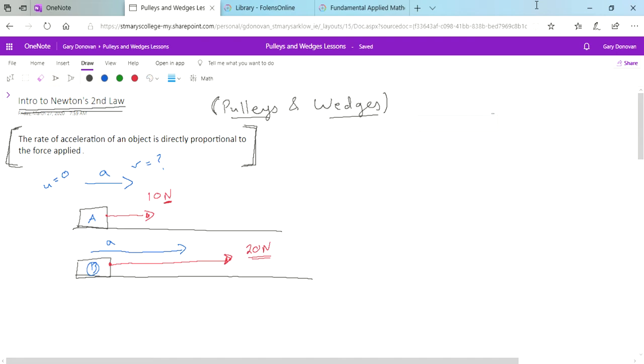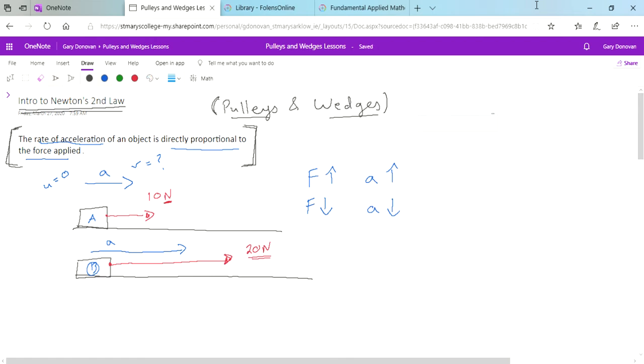And that's basically what Newton's second law is. The rate of acceleration, in other words, how much something accelerates by, is directly proportional to the force applied. So what that means is as the force you apply increases, the rate of acceleration will increase also. If you decrease the size of the force you apply, the rate of acceleration will decrease. So making the red arrows bigger makes the blue arrows bigger.